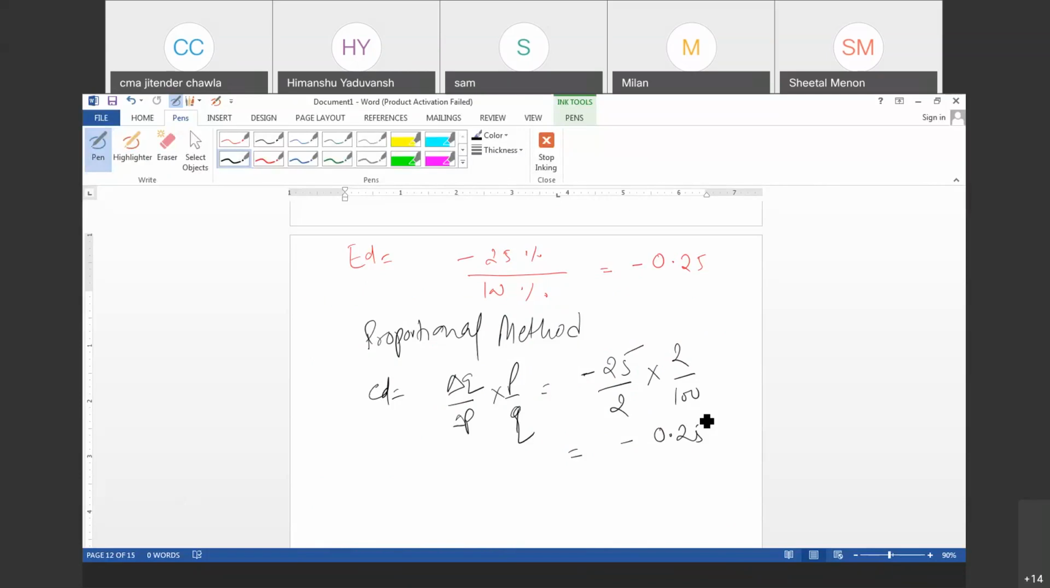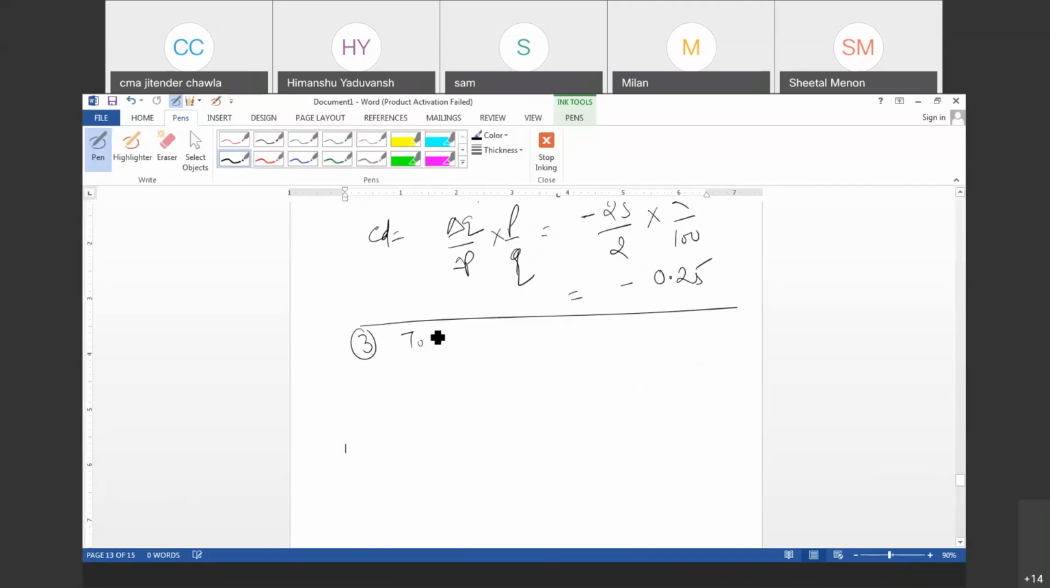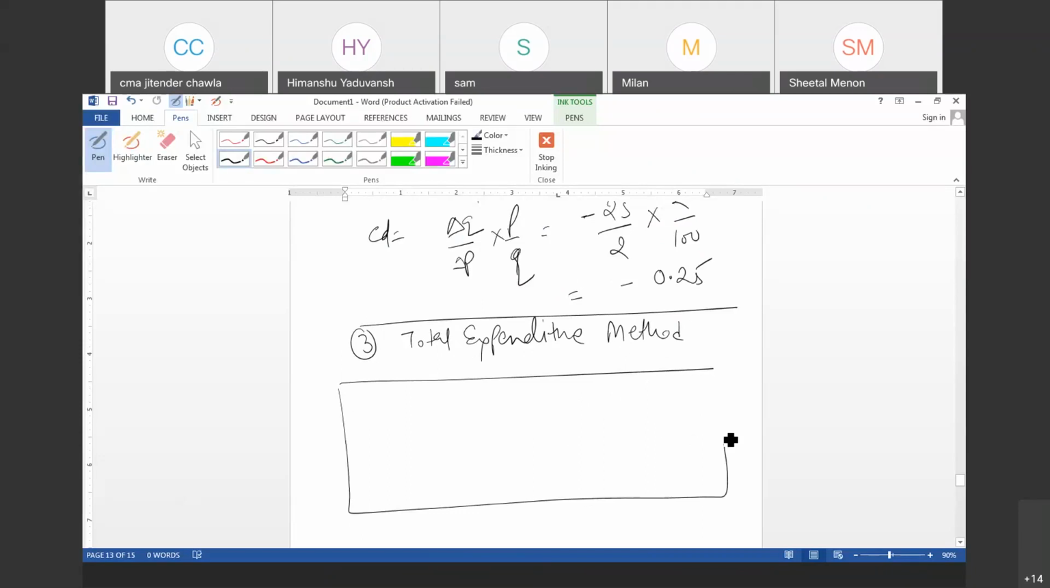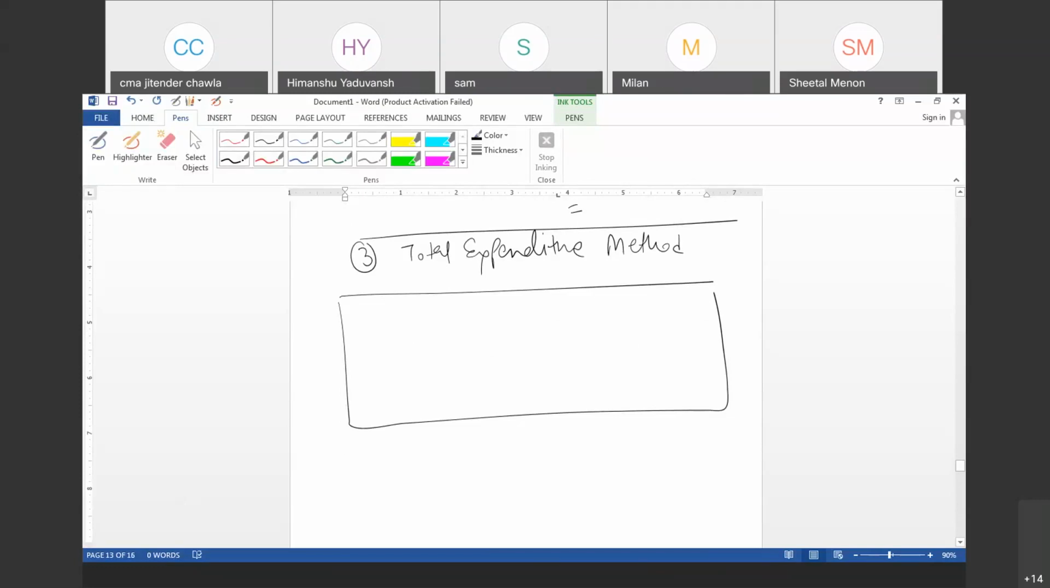Now I am using the graphical method, or before it we can use total expenditure. The third method is the total expenditure method. Please check, who made this method? Reply from you. Who introduced the total expenditure method? Nobody is going to answer. Anyone else, please?